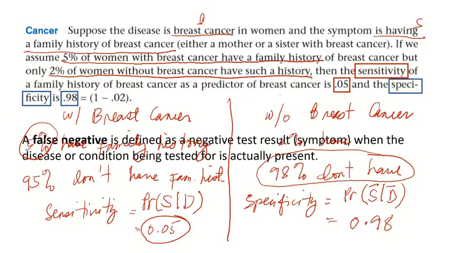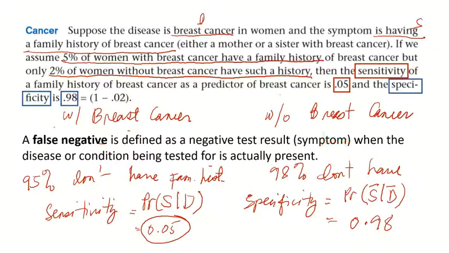So, we have what we call a false negative. False negative is defined as a negative test result or symptom when there is actually really a disease present. Okay? So again, we cannot use family history. There will be a high false negative result because the sensitivity of family history as a symptom to breast cancer is very low, 5%.